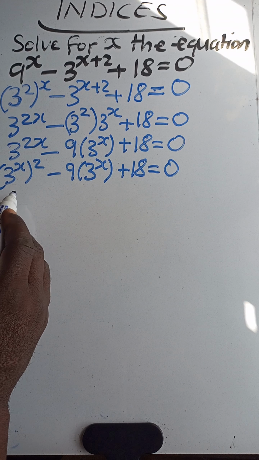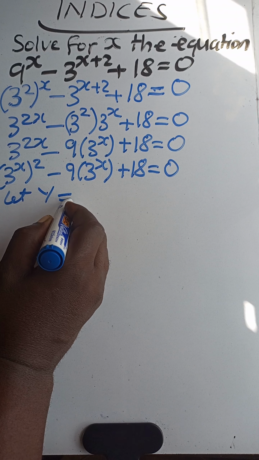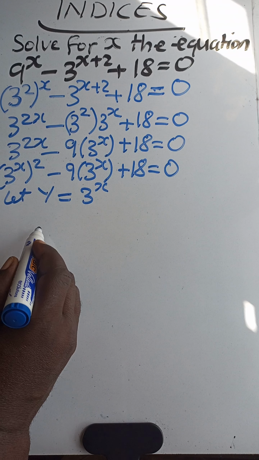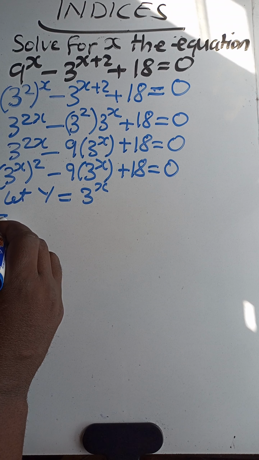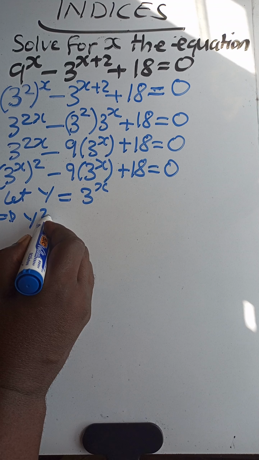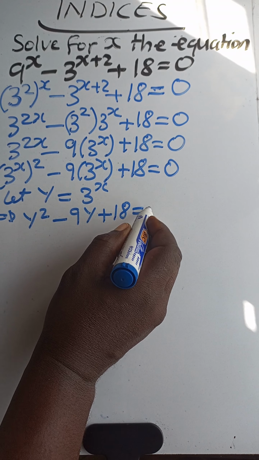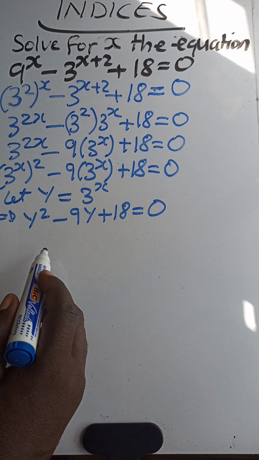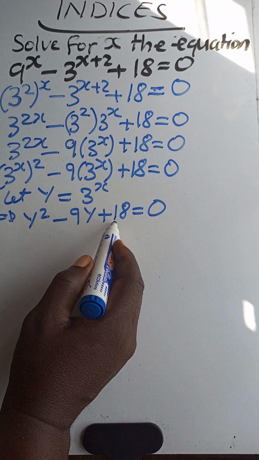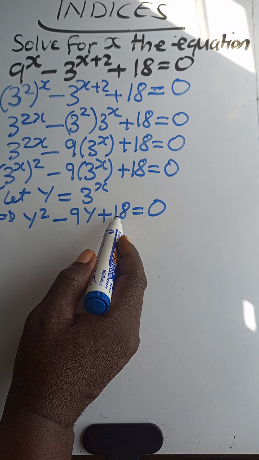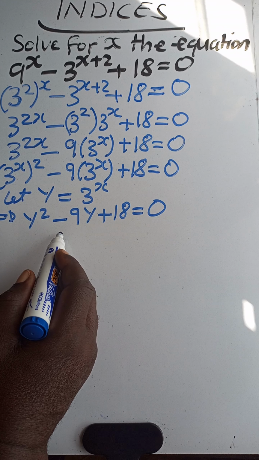So to make that quadratic equation come out very clear, we'll bring in a new variable, say y. We'll let y be equal to 3 to the x. Now we rewrite this equation using y. So that gives us y squared minus 9y plus 18 is equal to 0. This is a quadratic. It's now very clear here. So we're going to look for two factors of 18 such that their product gives us plus 18 and their sum gives us negative 9.